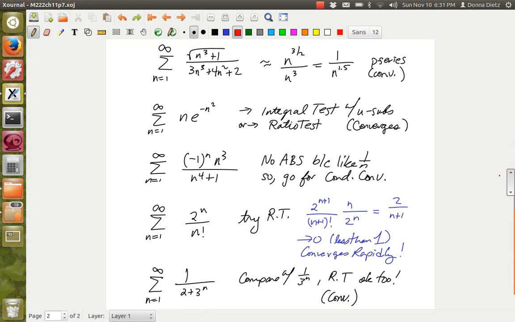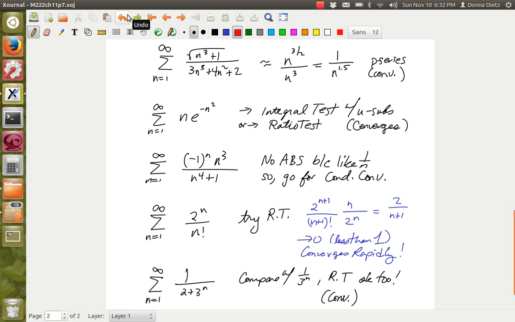We talked about this one. We used an integral test on that because we got u-substitution going there. That works, or you could do a ratio test. That thing converges. Okay, the next one we have alternating. We want to make sure there's no absolute convergence before we say there's conditional convergence. So we look at the n cubed and the n to the 4th as 1 over n. That looks like a harmonic series, so it's not going to converge absolutely. But if you throw in the -1, it's alternating, and these terms are decreasing to 0, so we're good to go.